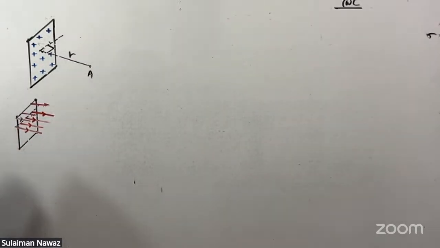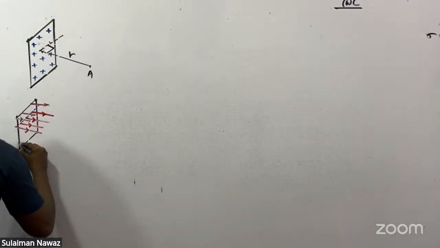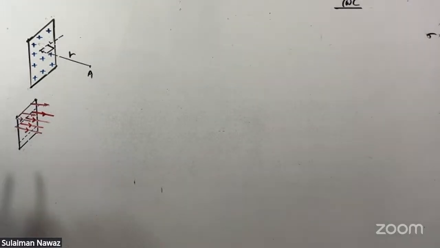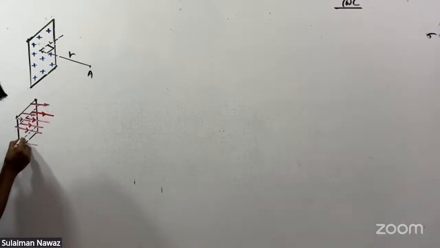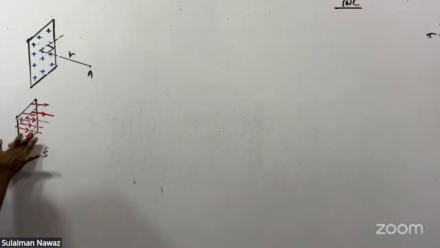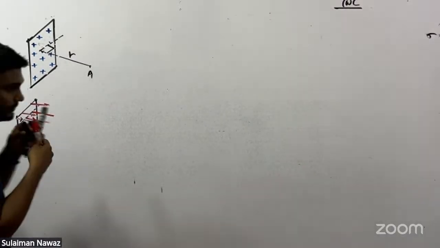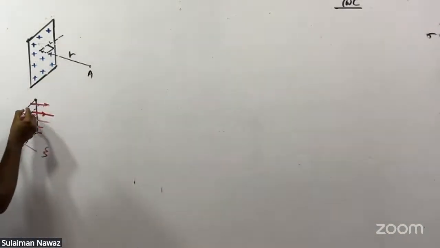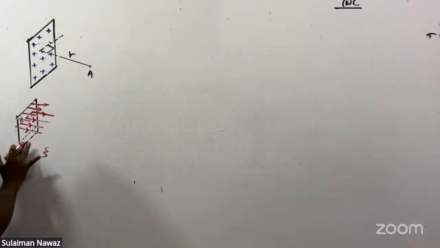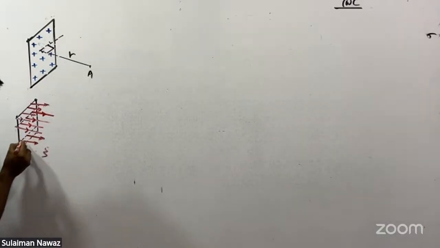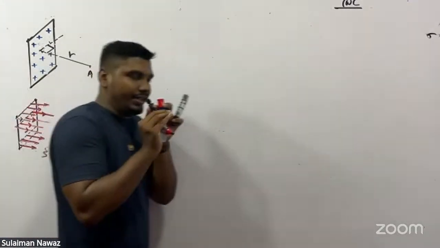If I draw another set of electric field lines at the bottom, perpendicular electric field lines. Right, so this story is very clear now.